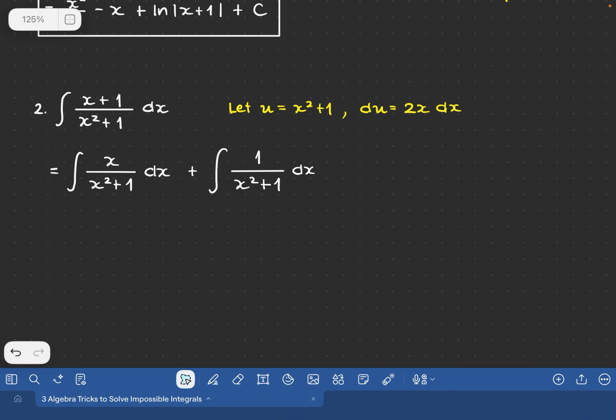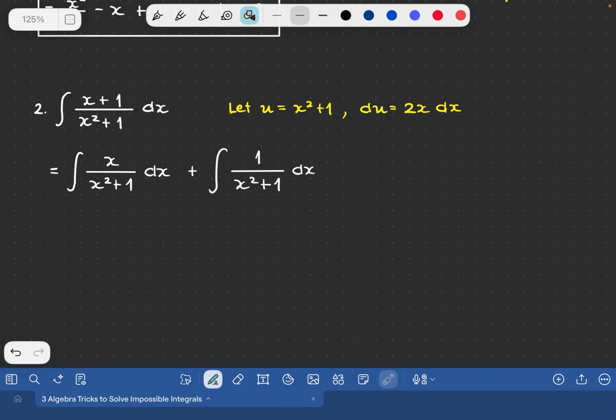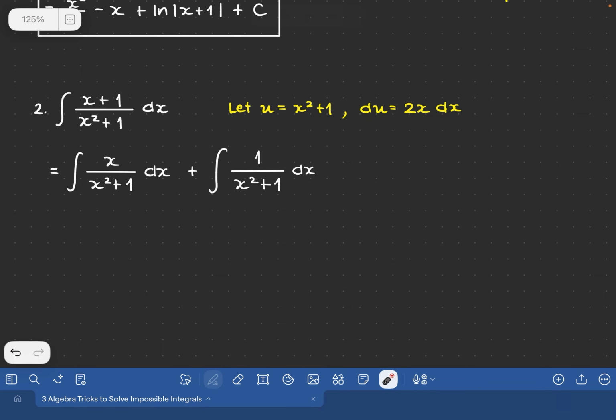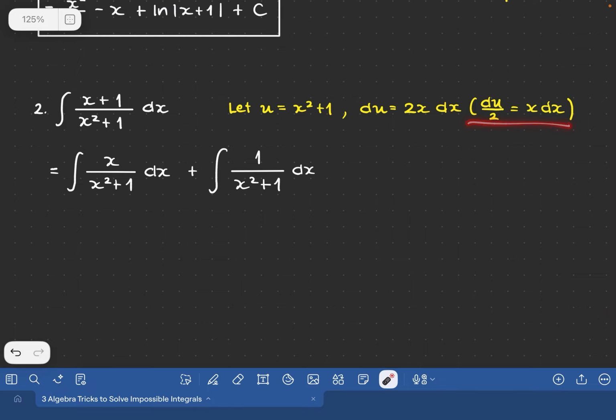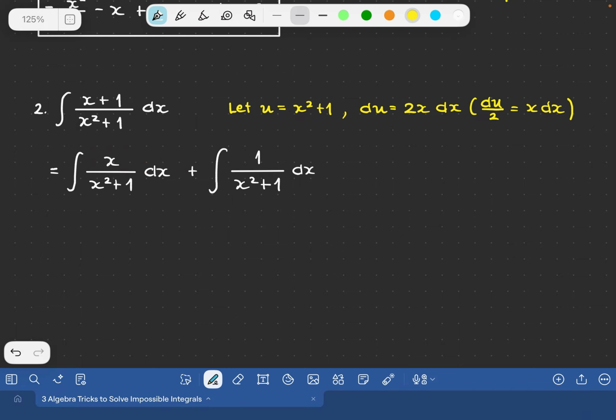Once we have this, take note that for this one, we can rewrite this as, if we divide 2 both sides, we will have du over 2 equal to x dx. Why did we do that? This thing here now perfectly matches this part out here.